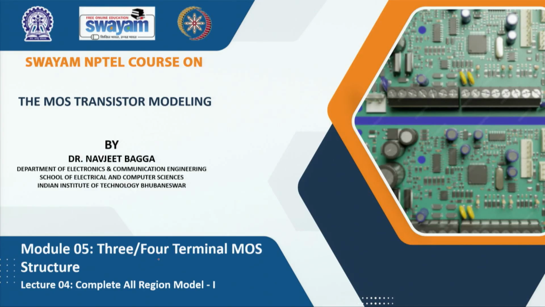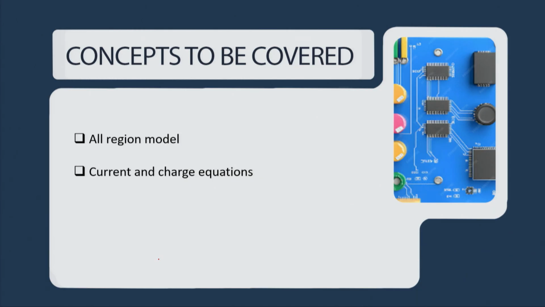We are in module 5, lecture number 4, Complete All Region Model part 1. In this lecture, we will see how we can derive the all region model, applicable for weak, moderate and strong inversion. We will also find some fruitful relations between charge, voltage and current.